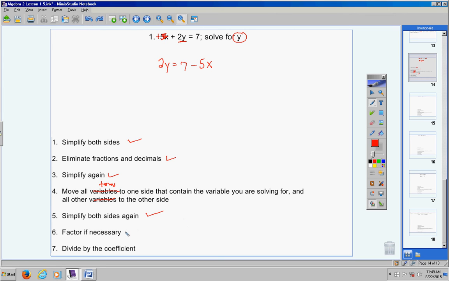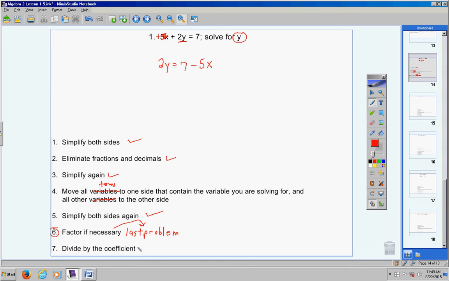Factor if necessary. Let me go ahead and tell you now, we're only going to have to factor today on the last problem. And so when that happens, you will see why, okay? So until then, don't worry about this step until the time comes. And when the time comes, I will show you how to know when you have to factor. We will not have to worry about this step until the last problem, and I will show you then how to recognize that situation, okay?